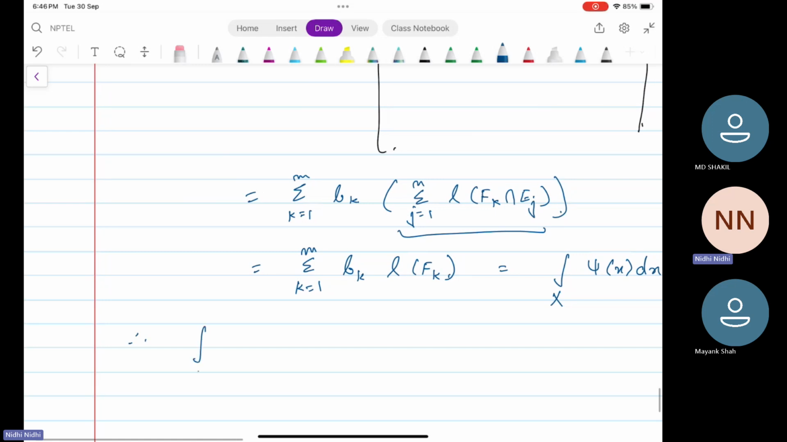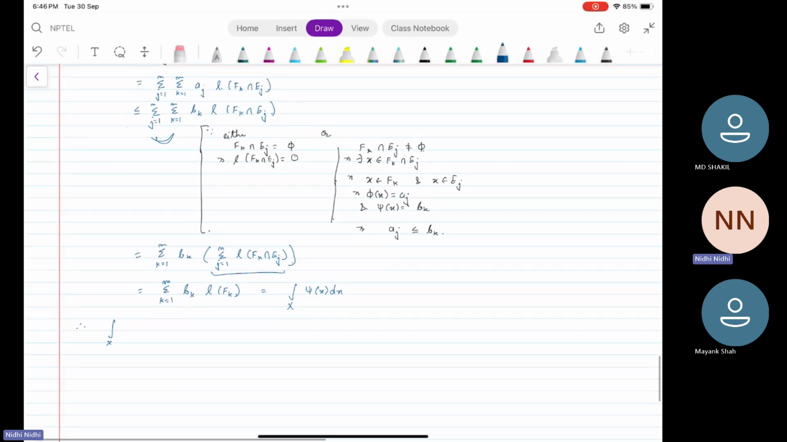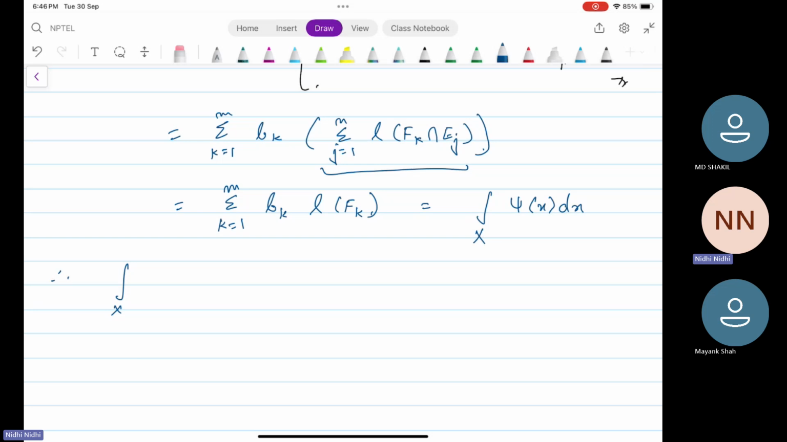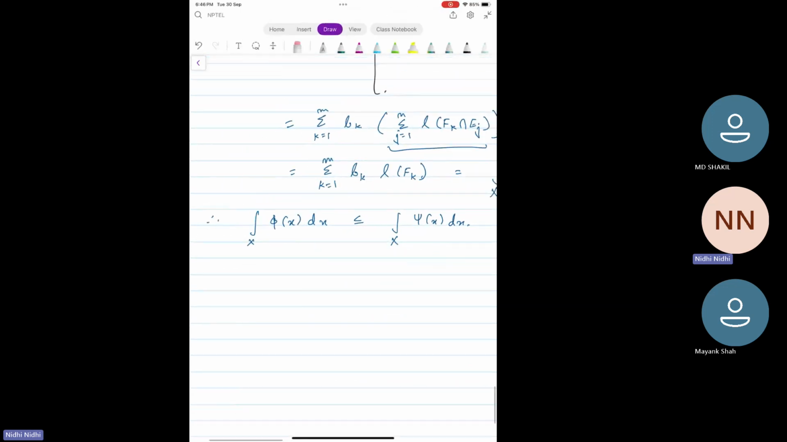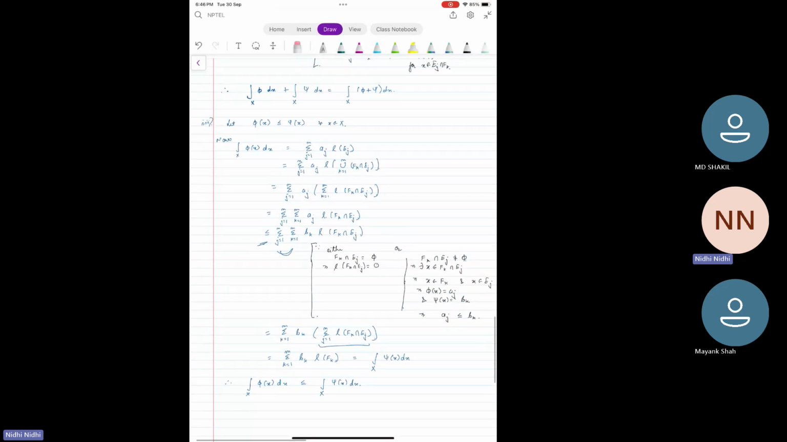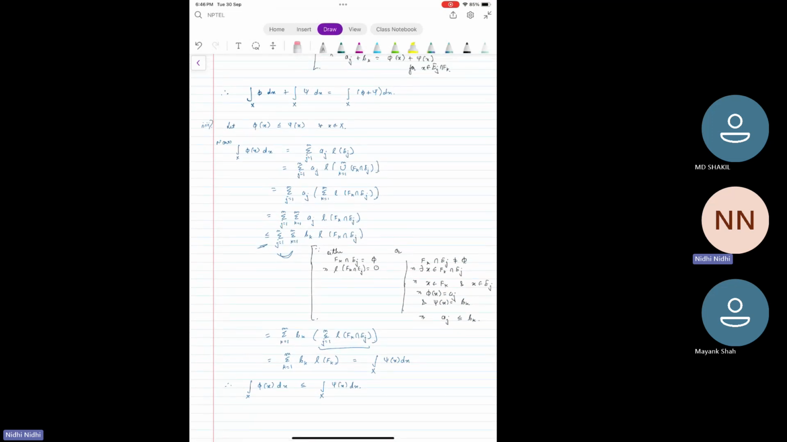Therefore, we got the inequality here. So therefore, the integral of phi x dx is less than or equal to the integral over x of psi x dx. I hope this is fine. The main idea was to understand these characteristic functions, how they are defined on the intervals and how these intervals are related to each other, the length of these intervals.